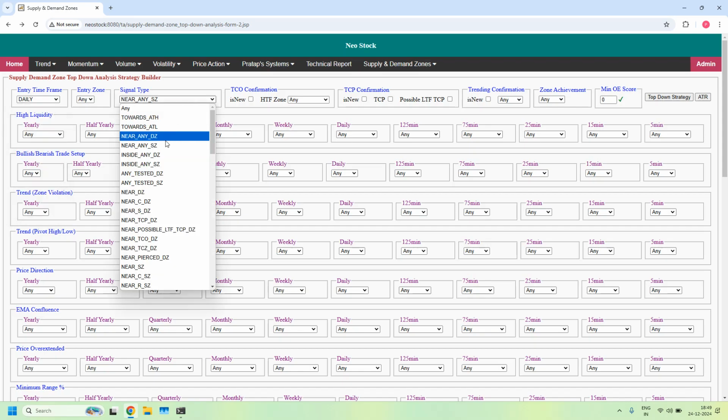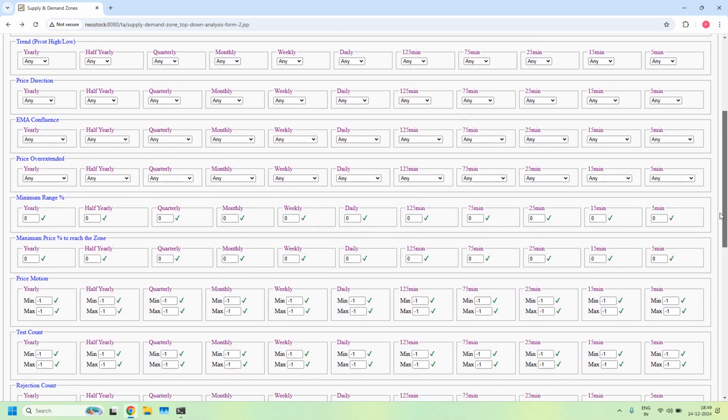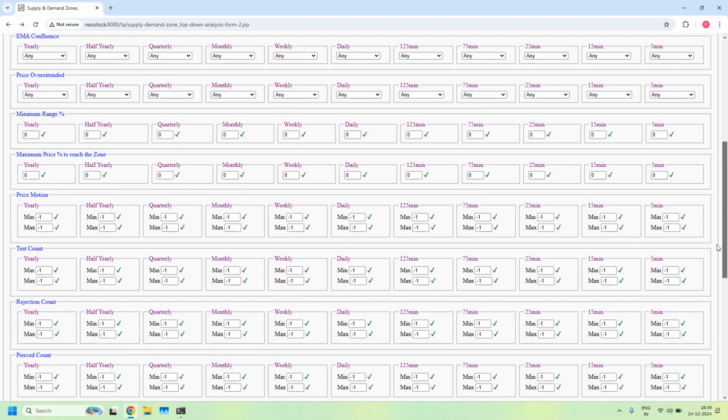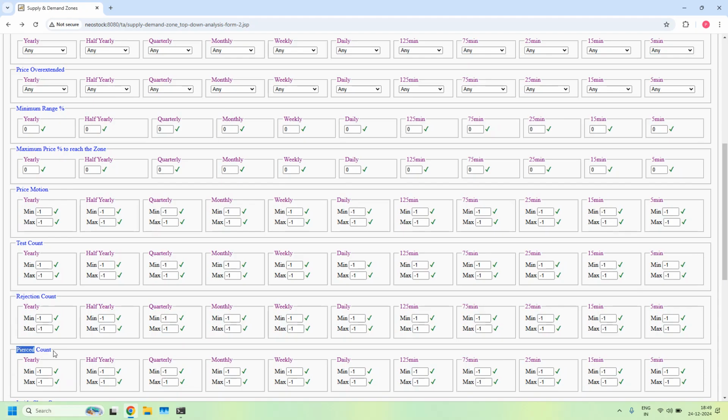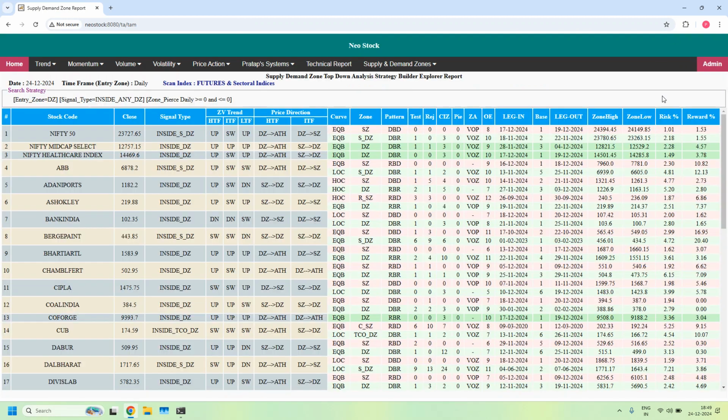Price closed inside the daily demand zone, and these daily demand zones should not be pierced. So in the pierced count parameter at daily time frame, I am setting minimum value 0, maximum value 0. With this filter, we got a big list. First 17 stocks in the list.